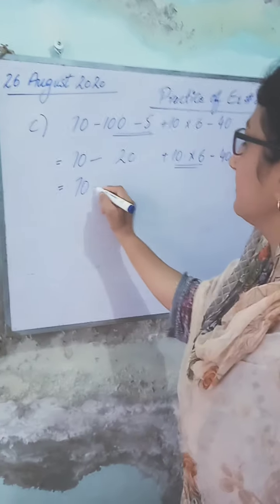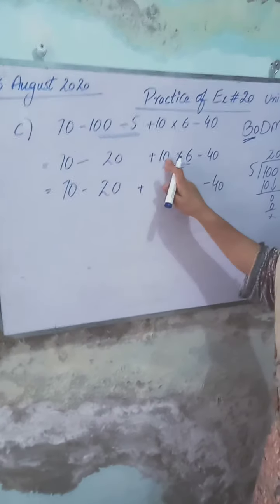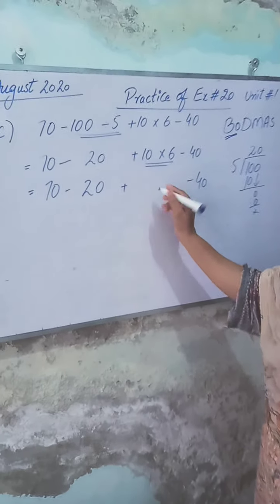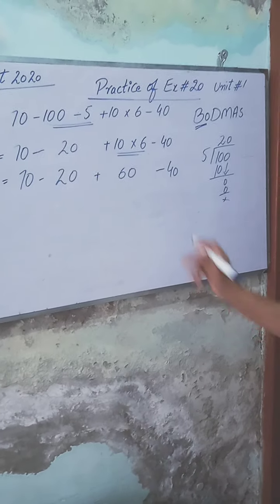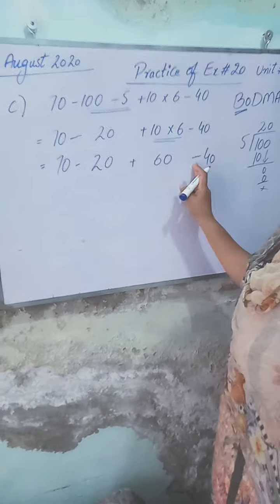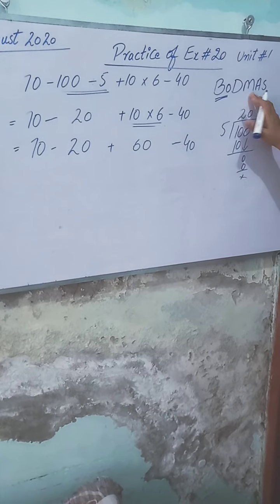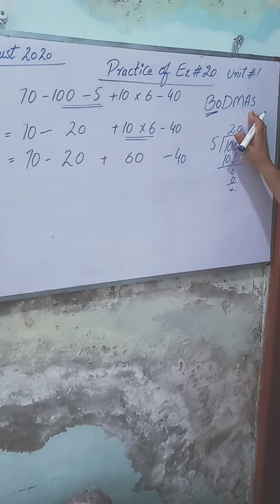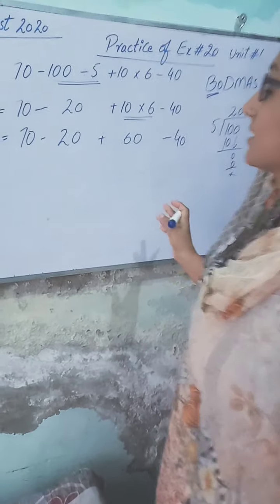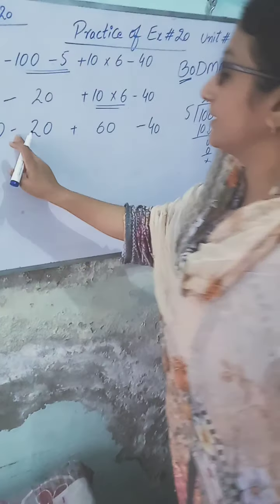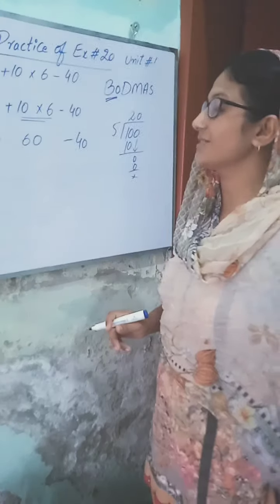So 70 minus 20 plus minus 40. When we multiply 10 with 6, 6 10s are 60. So there is the answer of 60. Now we have two operations given, minus and plus. You know, students, after multiplication we will solve addition. So the addition is in between here. Now students, there is a problem here, that this is the minus sign and this is the plus sign. These are opposite signs.